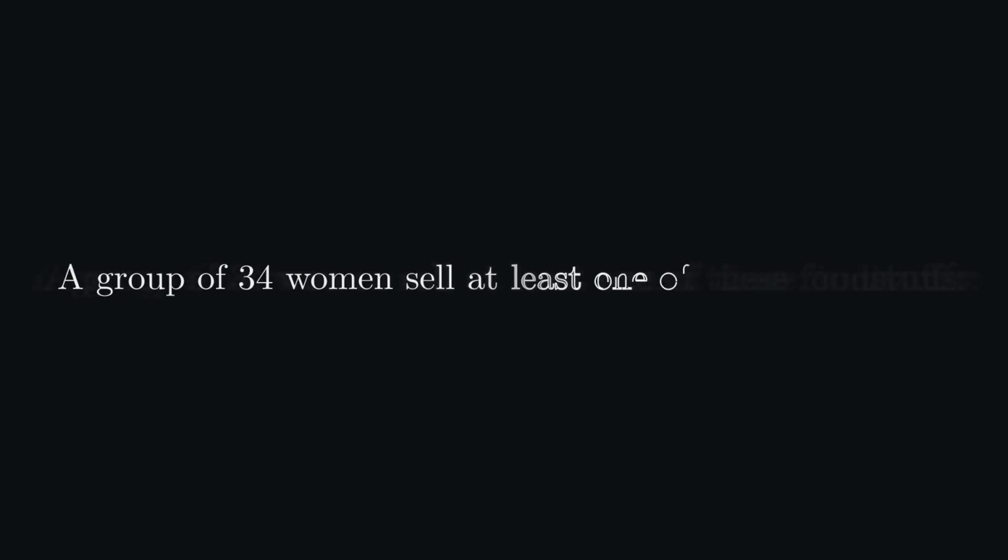Welcome to our lesson on sets and Venn diagrams. Let's explore a past WASSCE question from 2009. A group of 34 women sell at least one of these food items.